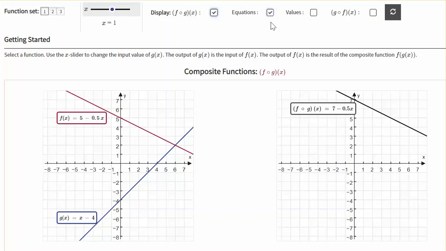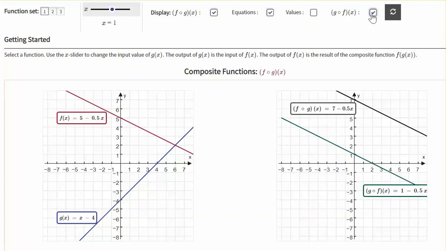Now, what would happen if I composed it in the opposite order? What if I composed g with f? So here, this is a green line, I think. This green line is now the result of me composing g with f. Notice that that composition is definitely not the same as the reverse, f with g. So when I compose f and g together, the output is going to depend upon the order.